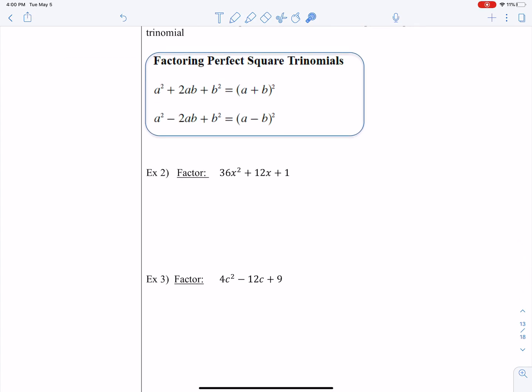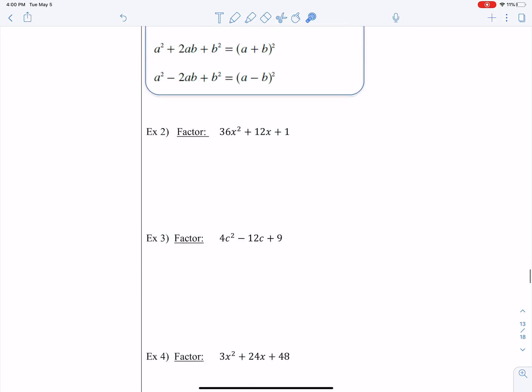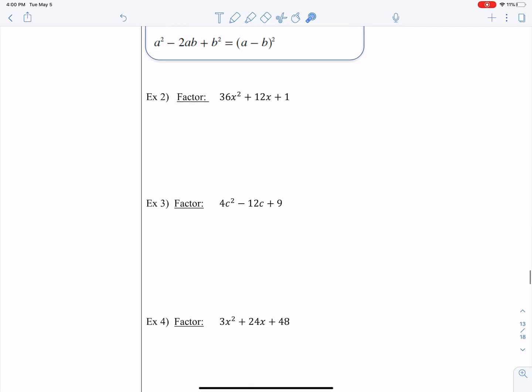you do pretty much normal factoring, so you might not even notice that you're dealing with a perfect square trinomial until the very, very last step, in which case you turn it into this with the square on it. But other than that, it's identical. So let's try some of these out.